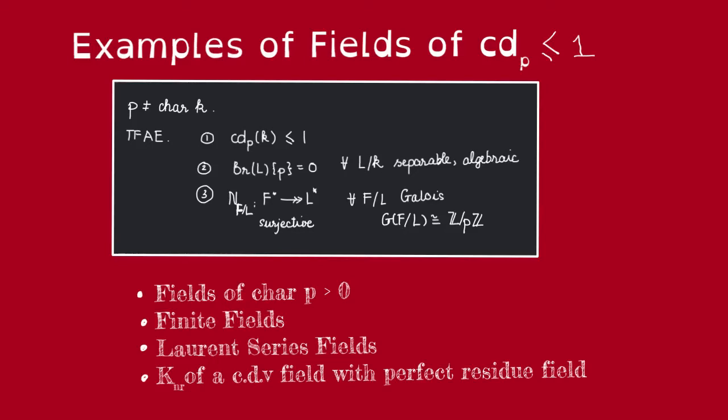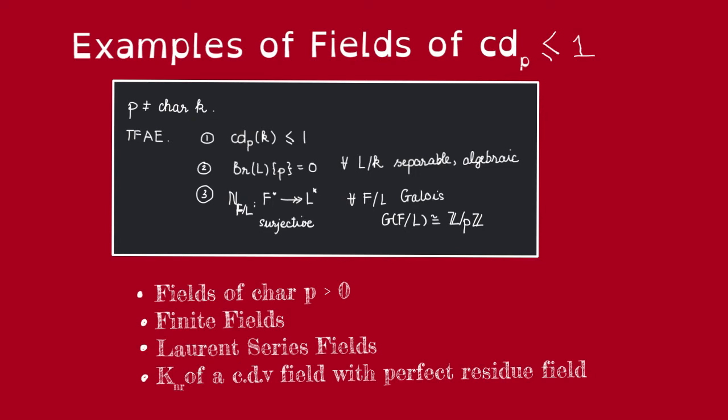So previously we saw that for fields of pth cohomological dimension less than or equal to 1, we could say a few things about the Brauer group and the norm group of its extensions. So naturally, our next question is which fields have pth cohomological dimension at most 1? In the previous video, we looked at the case of fields of characteristic p greater than 0.